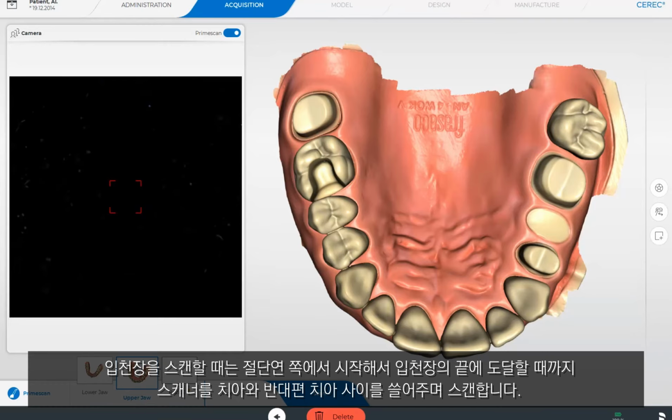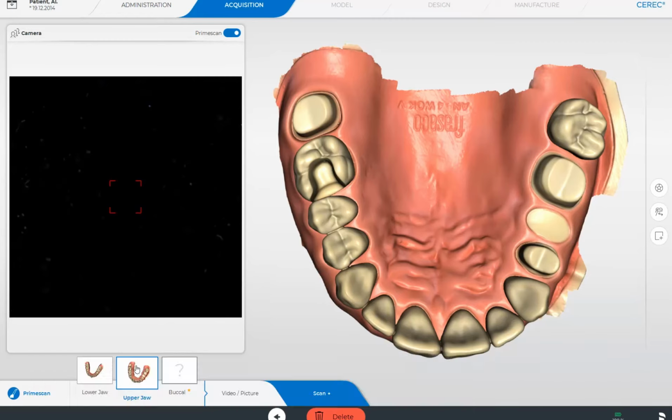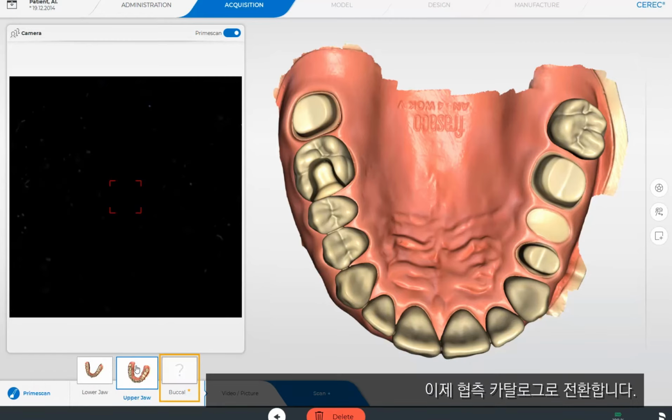To do this, you start palatinally in the incisal area between the crown of the tooth and palate, and then sweep the PrimeScan from one side to the other until the end of the palate has been reached. Afterwards, we switch to the buccal image catalog.